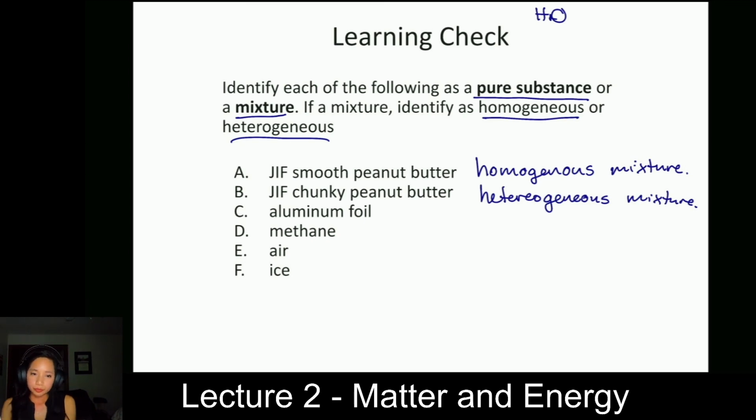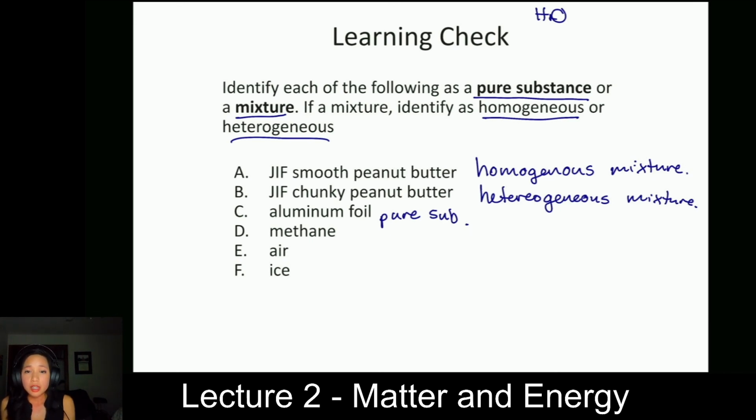Our next example is aluminum foil. Is it uniform throughout? Yeah, the first strip of aluminum foil that I tear off is the same as the last strip. So yes, it is homogeneous. But now you need to ask yourself, is more than one substance present? Well, no. Aluminum foil is just made of aluminum. So there's only one substance present, which makes aluminum foil a pure substance, because aluminum is the only thing present in it.